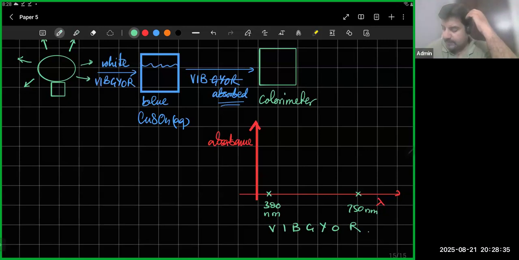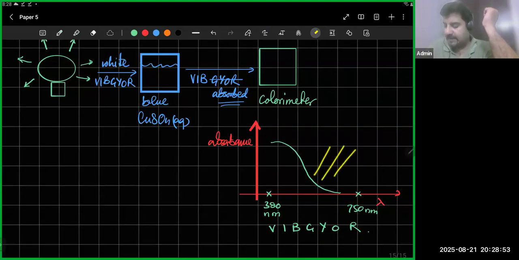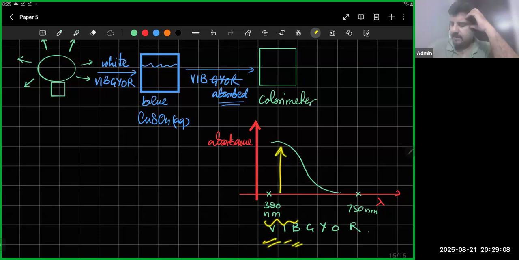Now, since you're seeing blue, that means blue is the one that's not being absorbed while the other colors are being absorbed. So it would probably look like this, that these colors, the yellow, orange, and red frequencies or wavelengths, are the ones that are getting absorbed. So they never reach the colorimeter. While the colorimeter shows absorbance at violet, indigo, blue. So all the blue shades, it's getting those frequencies, but not the other ones.